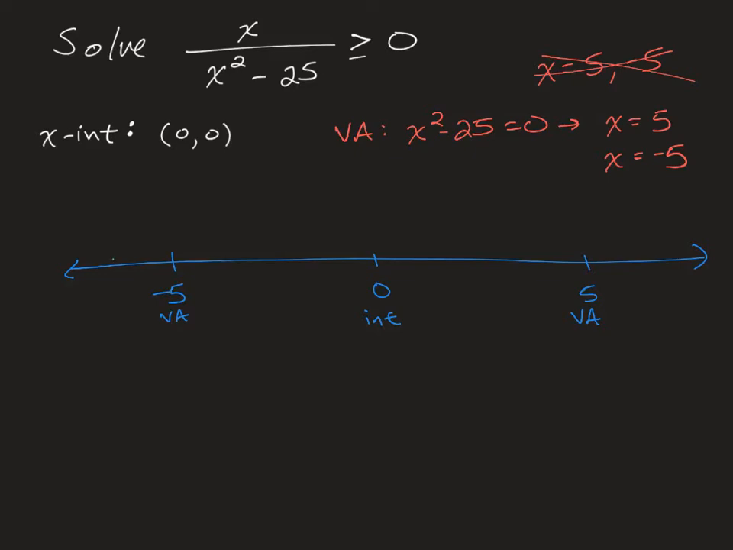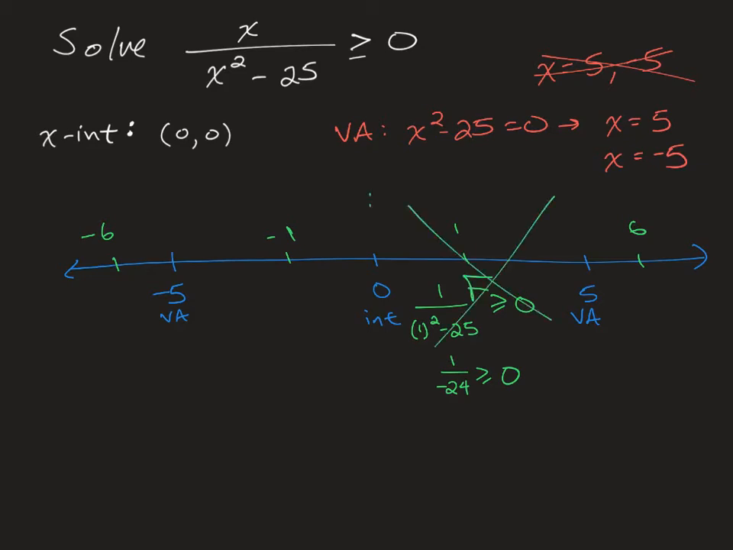Testing values: about negative 6, negative 1, positive 1, and positive 6. Seems good to me. Do your testing again. I'm going to test this interval here, between 0 and 5. So you substitute 1 in for x: 1 over 1 squared minus 25 is greater than or equal to 0. So this is 1 over negative 24 is greater than or equal to 0. This is false, so I'm not going to count this interval.